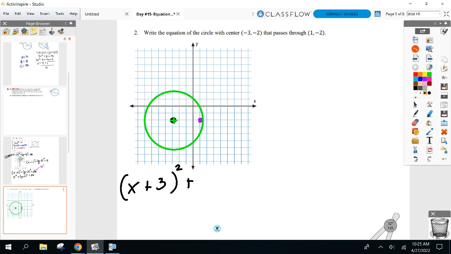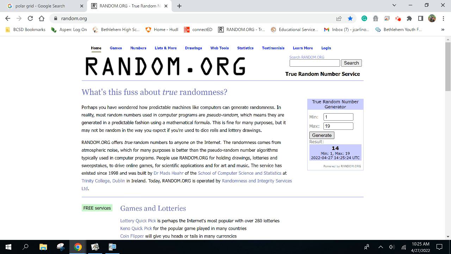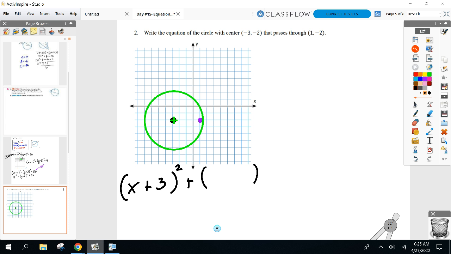Always plus in between the parentheses. What's going in the second parenthesis now? 14. Y plus 2, all squared.